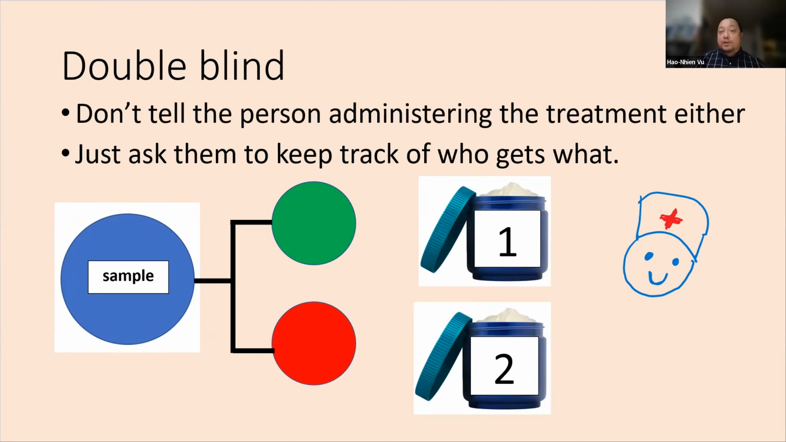So we shouldn't tell her either. Don't tell the person administering the treatments which is which. Just ask them to keep track of, like, this person gets jar number 1, that other person gets jar number 2. That's all. When the subjects don't know what they're getting and the person administering the treatments doesn't know what they're getting either, that's called double blind. And for good control, you want double blind.